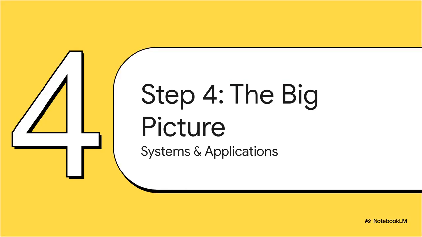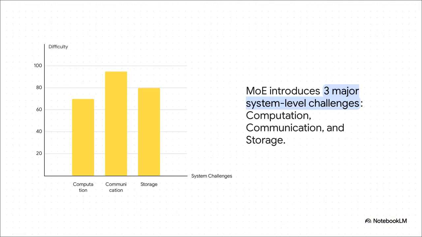Okay, we're on to our final step, zooming out to see the big picture. Because a really great paper never just talks about an idea in a vacuum. It connects it to the real world, to the massive systems you need to actually run it, and to all the places where it can actually make a difference. And the paper is very honest about the challenges. It points out 3 big system-level headaches for MoE.